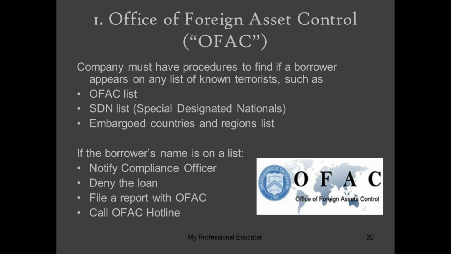You're probably familiar with the Office of Foreign Assets Control, or OFAC, requirement. You have to have a procedure to find out if the borrower appears on any lists of known terrorists, such as the OFAC list, the Specially Designated Nationals list, or Embargoed Countries and Regions list. So if the search does come up that their name is on the list, now it could be a common name, so you have to do a little further inquiry, but you would notify the compliance officer, deny the loan, file a report with OFAC, and OFAC does have a hotline that you can call.